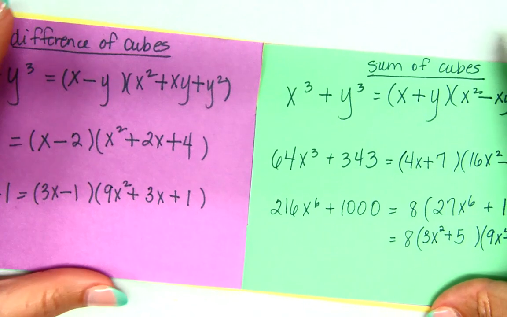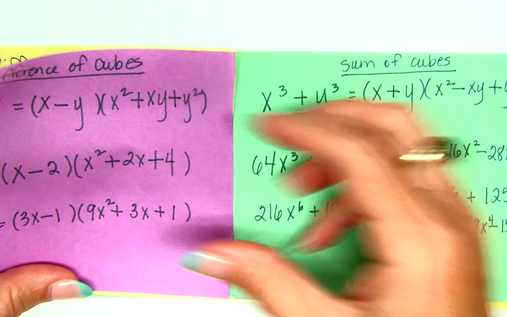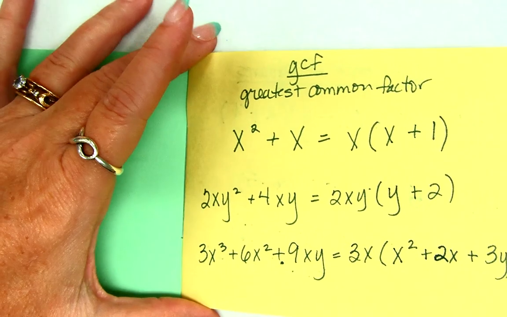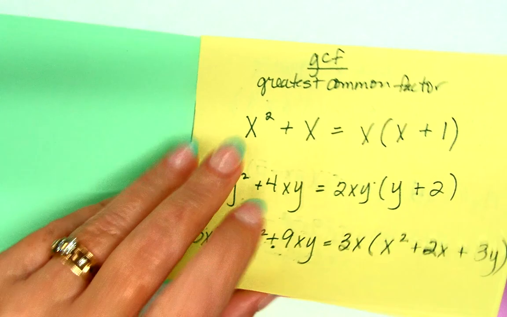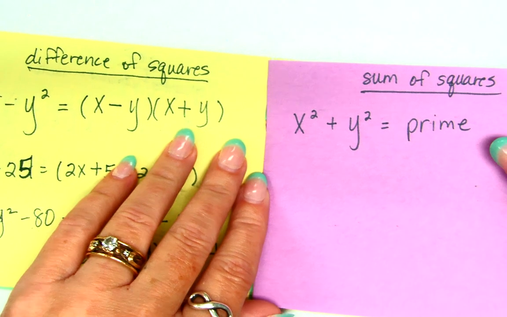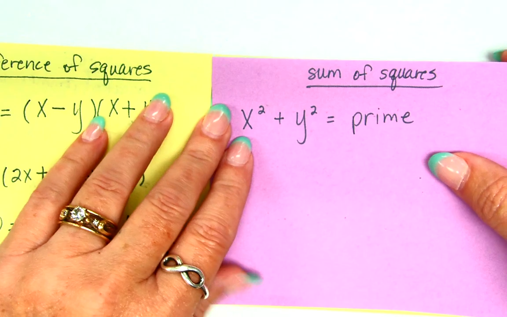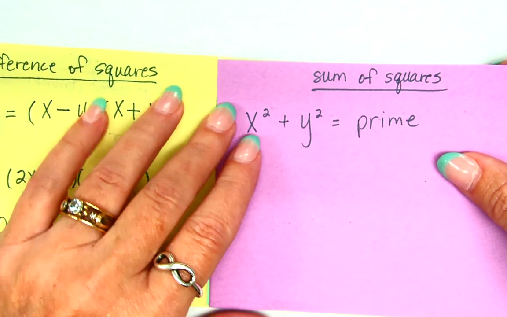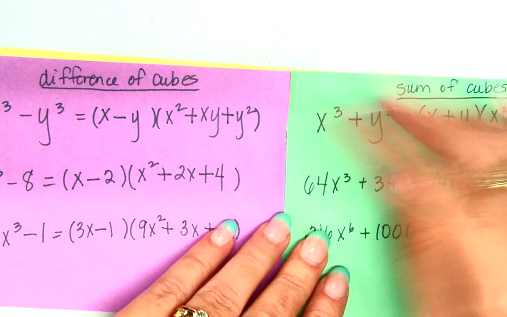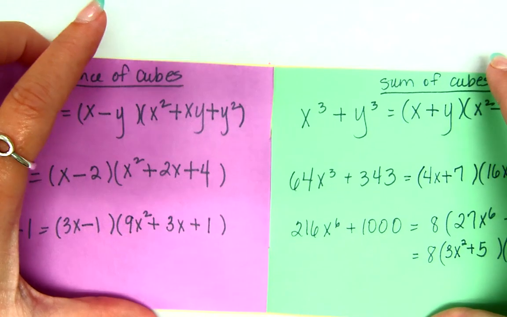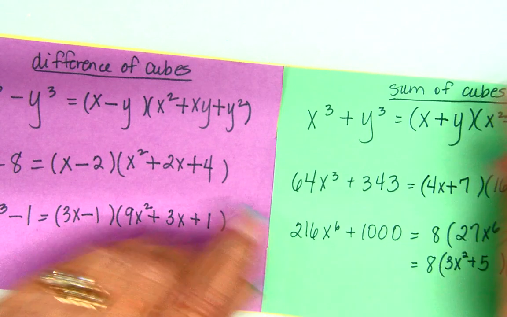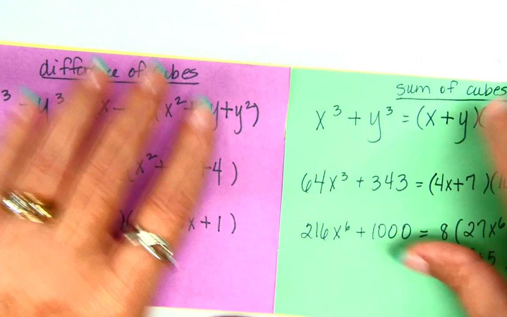All right, this is where we ended yesterday, right? Okay. Any questions after doing your homework on finding the greatest common factor? Difference of squares? Did you have any sum of squares on your homework? No, right? Because we can't factor them. And then what about difference of cubes or sum of cubes? Pretty good on those? Yeah? Especially if you have this to glance back at, right?